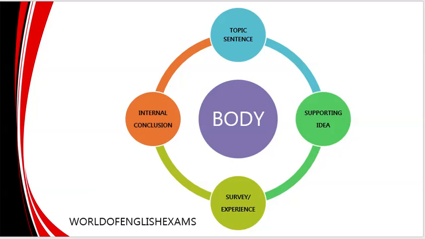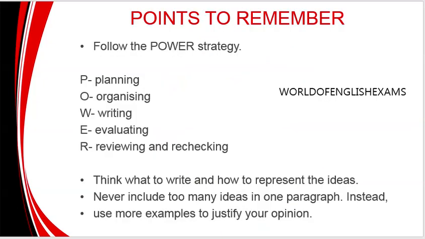Okay, now having understood how to write the body paragraph, let's see what are some of the points to remember. The first point is follow the power strategy. Now this strategy is going to help you in planning properly and executing the plan in a perfect way. So the first step is called planning, wherein you just read the topic clearly, get an understanding of the topic and plan what points to write. Then once you have brainstormed and got your points, the second step is called organizing, wherein you logically sequence the points so that there will be a continuity for the essay.